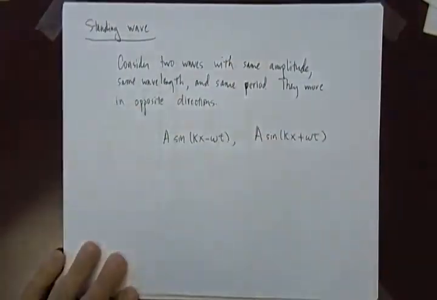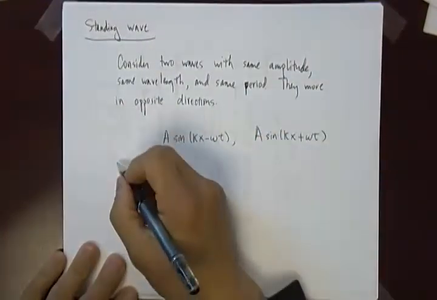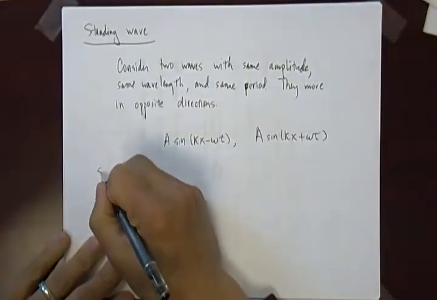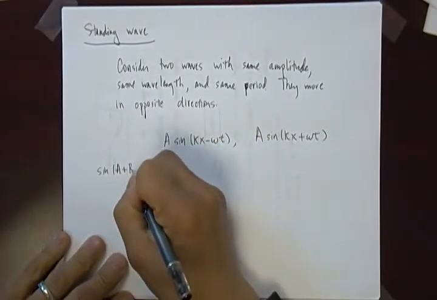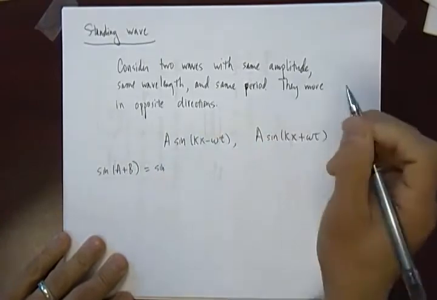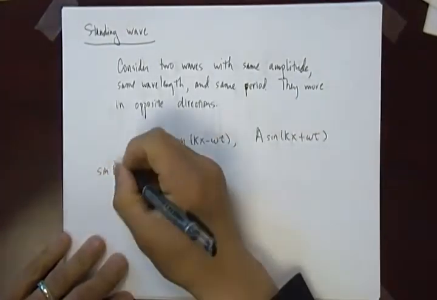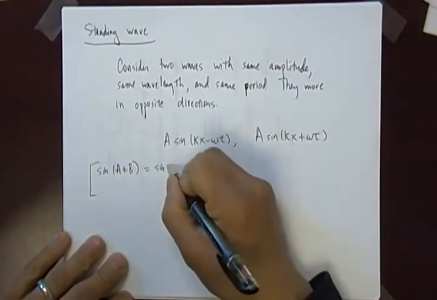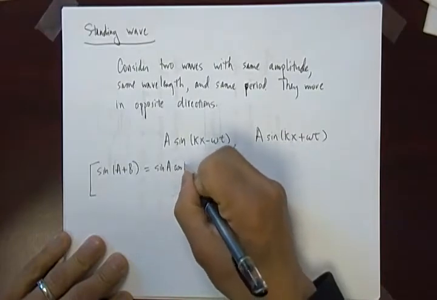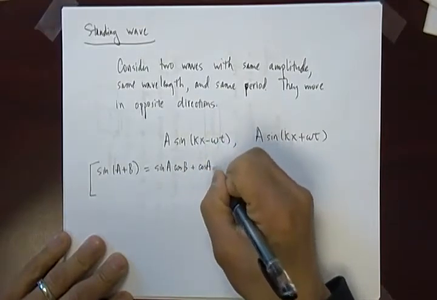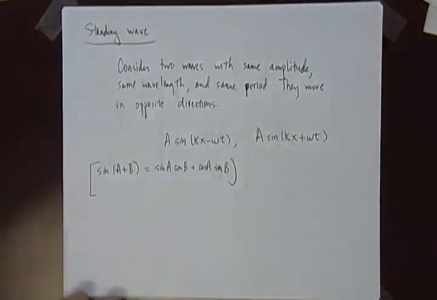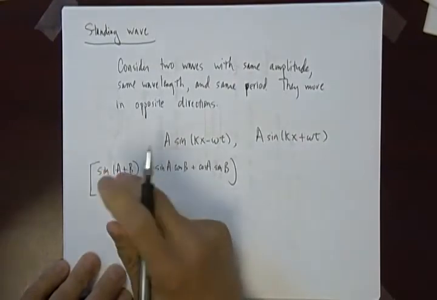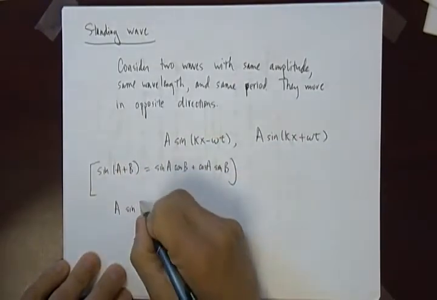Now if we add them together, what do we get? In order to do the addition, we'll need a little aside. The derivation is not so crucial, but if you want to know how this is derived, you'll need the sine addition formula. The sine of A plus B, where this A is just a general A, is the sine of A times the cosine of B plus the cosine of A times the sine of B. That's just a general formula, and we'll use that to add these guys together. Sorry that this is the same A, that might be confusing.